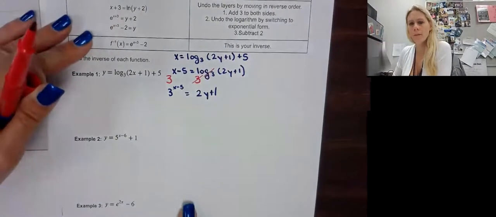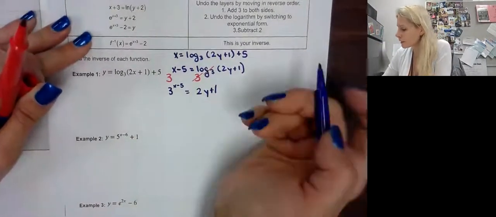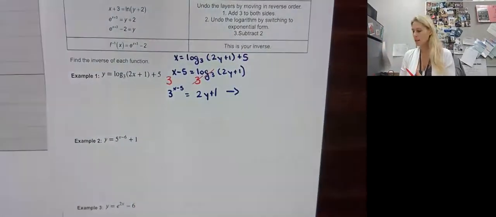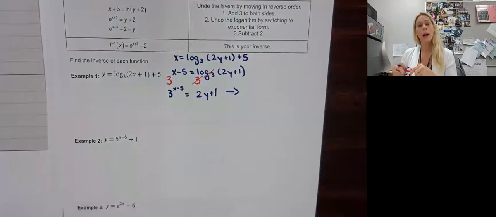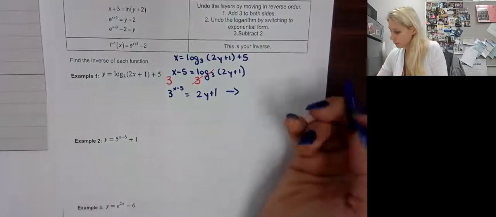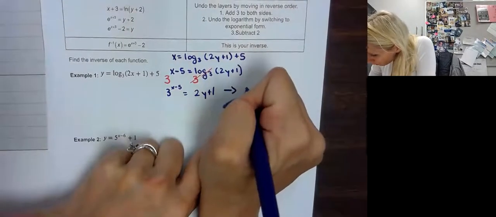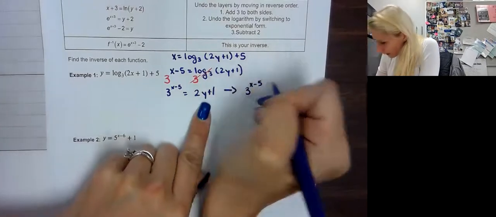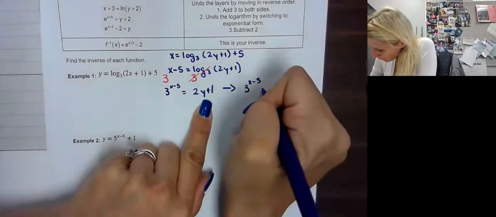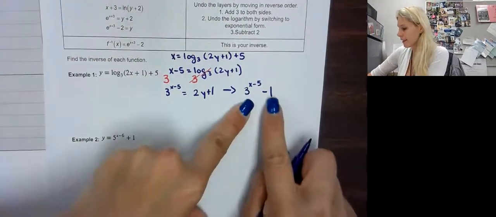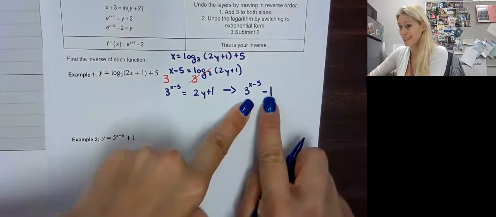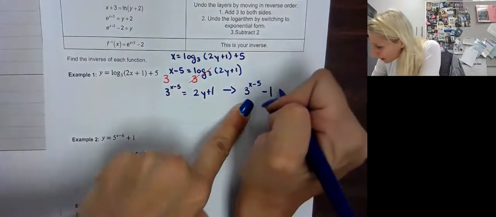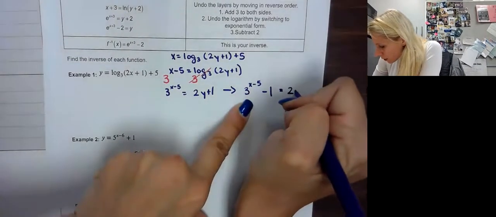Now I want to make sure I have room for later on, so I'm going to move this over to the side, because now what is my next step to get y by itself? I have to subtract 1 from both sides. So that's what I'm going to do now. So 3 to the x minus 5, I'm subtracting the 1. Now you see how that looks different? That minus 1 is not in the exponent, and I can obviously see these are two different areas, so be careful. Leaving us with 2y.